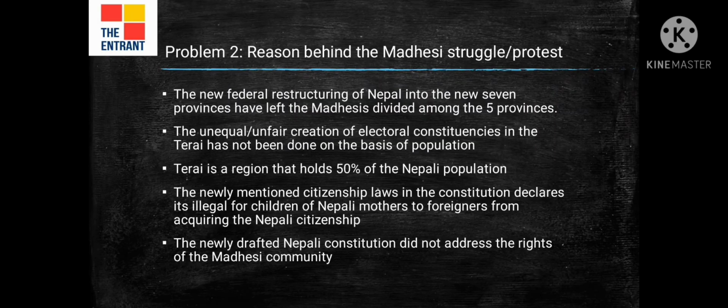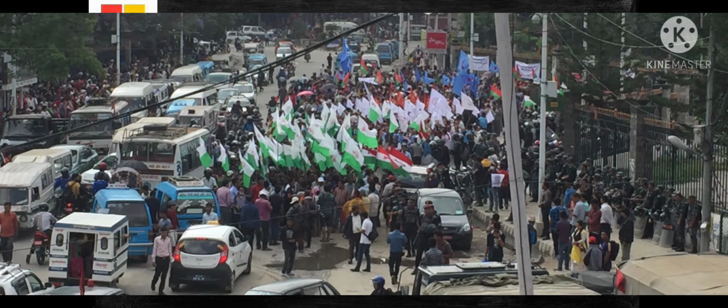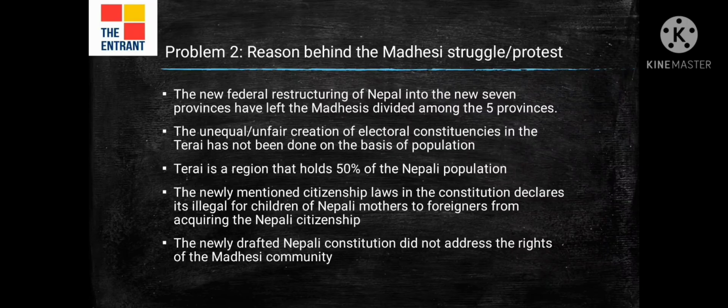And this entire southern region of Nepal was now divided into five provinces, which means that the Madhesi communities, instead of forming a single state, were divided into five different states. So they find a problem with the government dividing them. Now, the second point is that the unequal and unfair creation of electoral constituencies in the Terai has not been done on the basis of population.